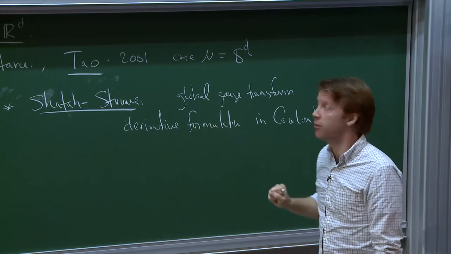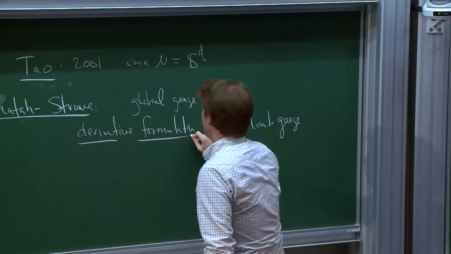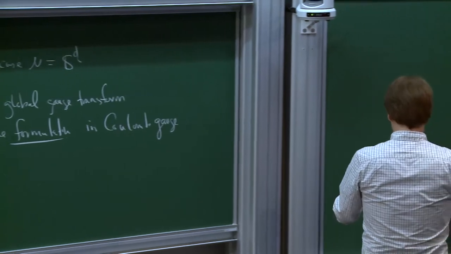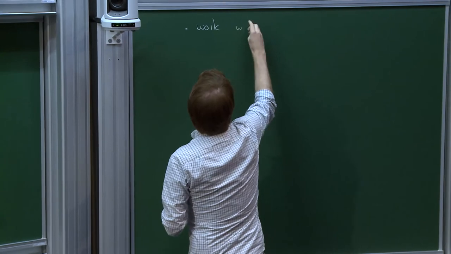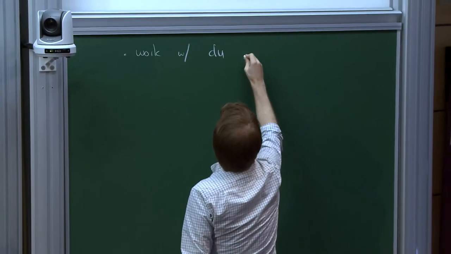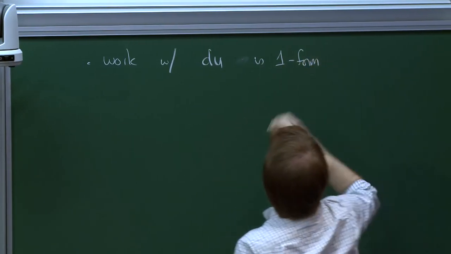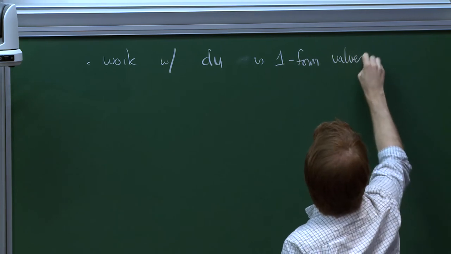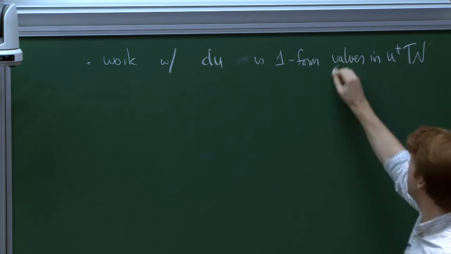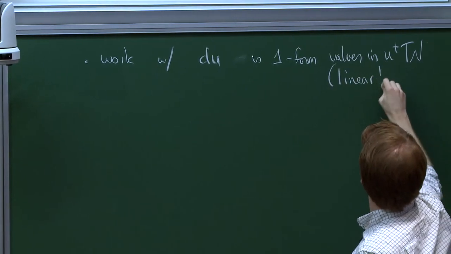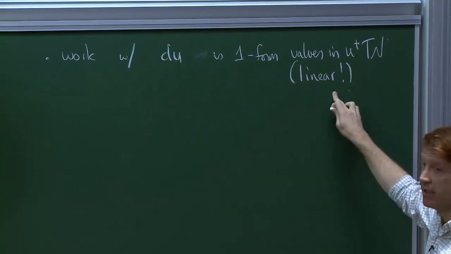So let me outline how this goes. Okay, so Shatah and Struwe work in the derivative formulation, which means that the idea is to work with du instead of u, and du is a one form over M taking values in the pullback bundle u star. It has the nice advantage of being linear. It's a one form. It's a section of this bundle. So this is a linear object.